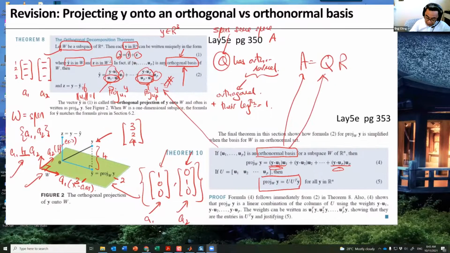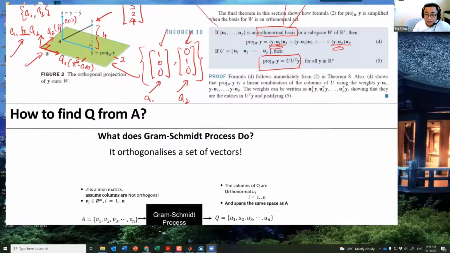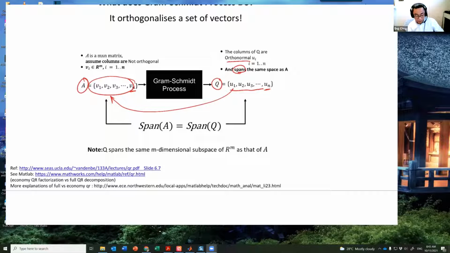With that, I think we are ready to start the QR decomposition. Given A, we are going to generate Q. The number of columns in A is n, and the number of columns in Q is n. All these columns span the same space as here. Not only that, the columns of Q are orthonormal.